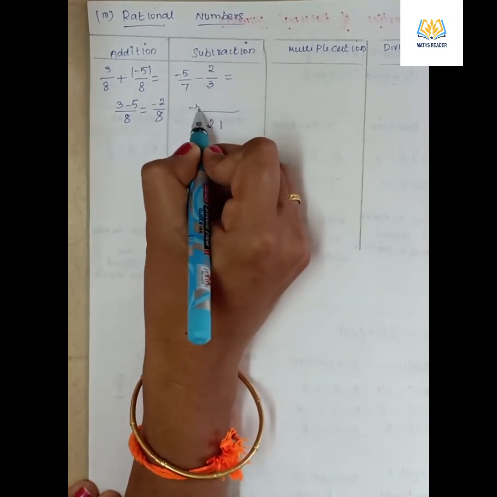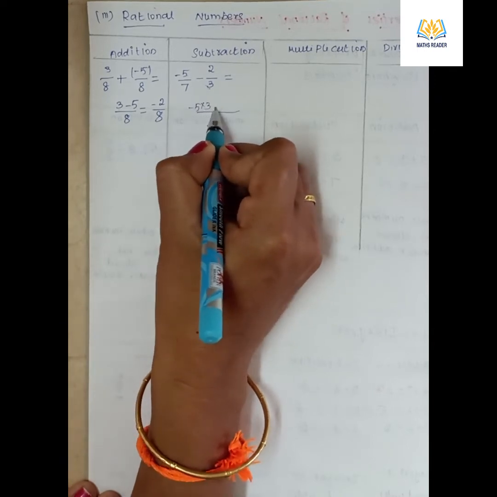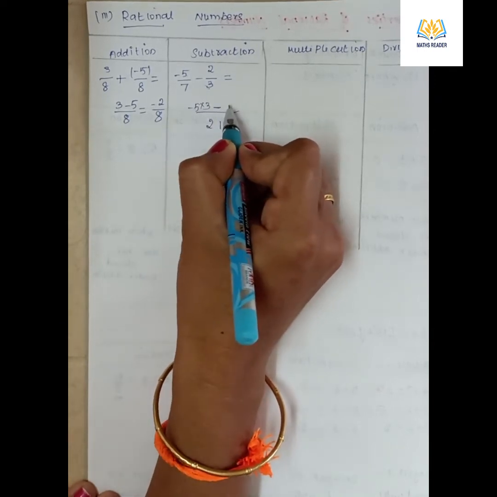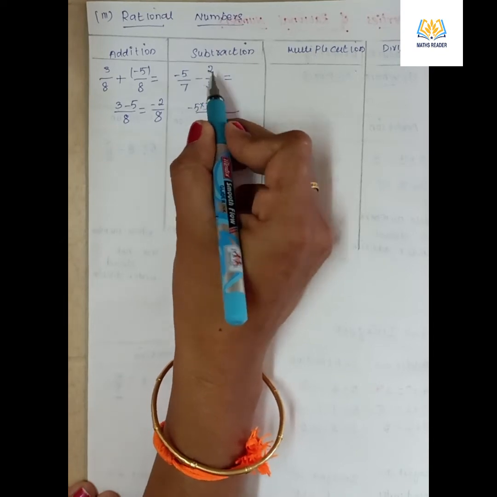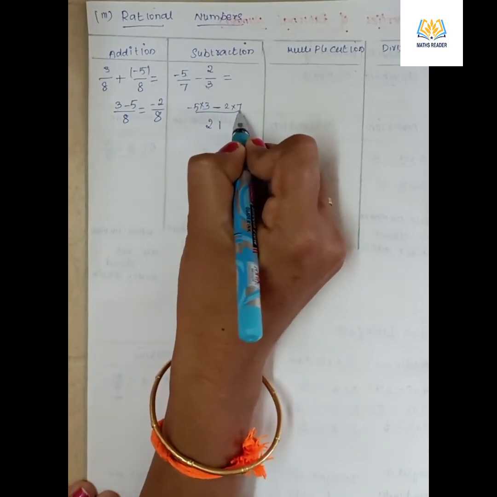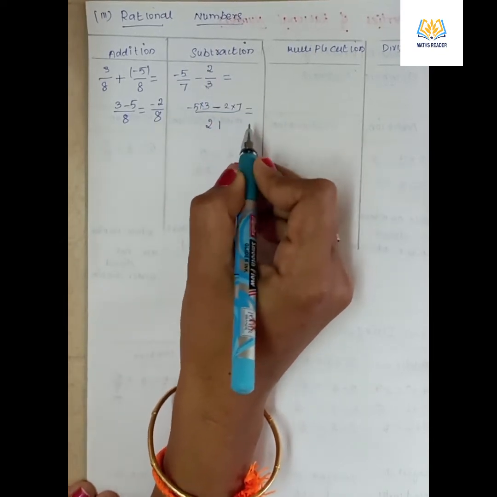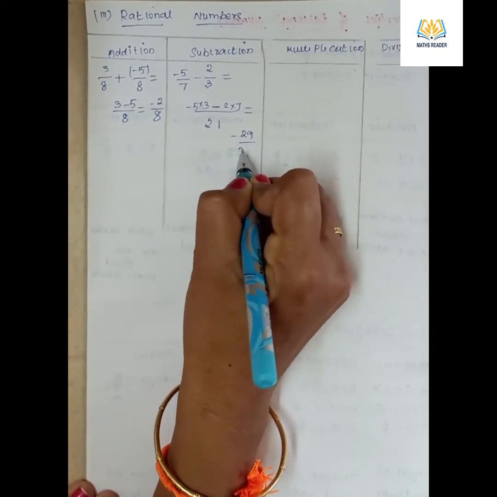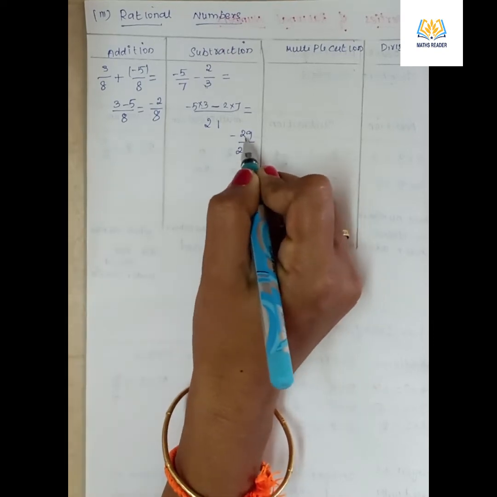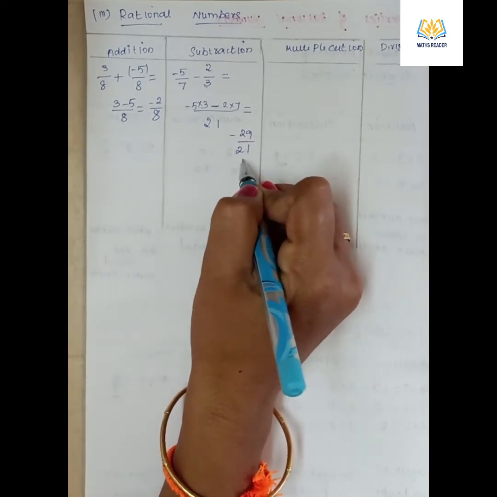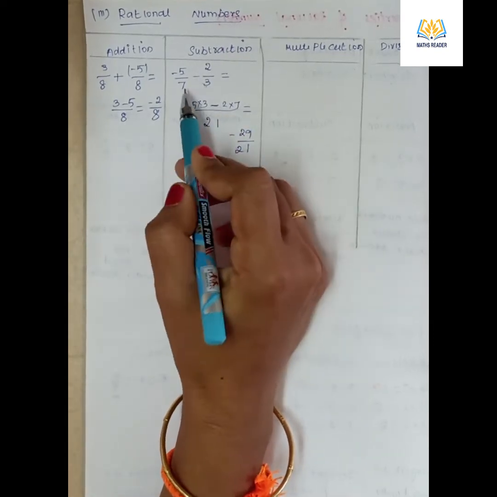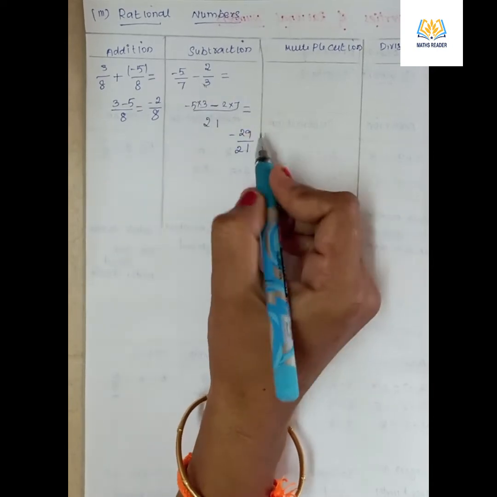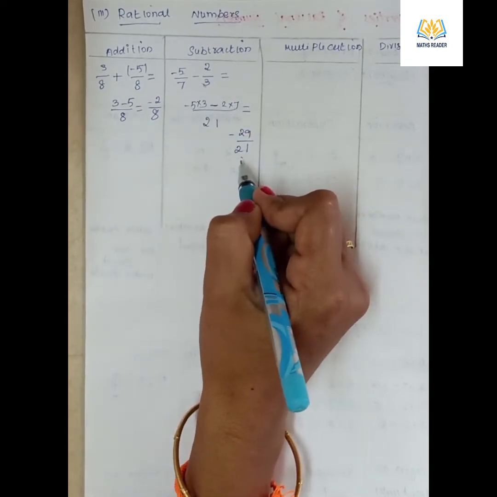5 into 3 minus 5 into 3 minus 2 into 7. 2 into 7. நமக்கு என்ன ஆன்சர் கிடைக்க போகுது? Minus 29 divide by 21. So 29 divide by 21ங்கிறதும் rational number தான். So ரெண்டு rational number subtract பண்ணும்போது நமக்கு கிடைக்கிற ஆன்சரும் rational number தான்.